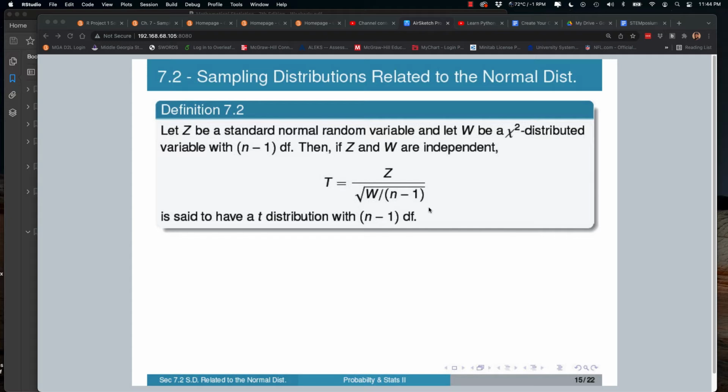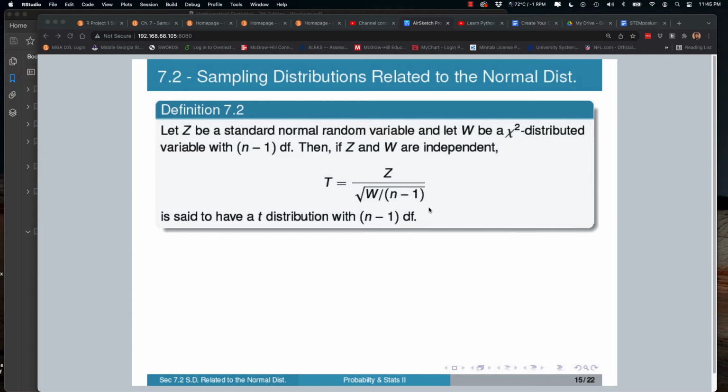So in a way, the t-distribution is very similar to z, and there's a reason for that, obviously, because if we let z be a standard normal random variable, and we've seen that before, and let w be a chi-square distributed variable with n-1 degrees of freedom. So the w here represents the chi-squared, and it's divided by its degrees of freedom. Okay. Then that statistic is said to have a t-distribution with n-1 degrees of freedom. Okay. Now that's not the way you usually see the t formula written.